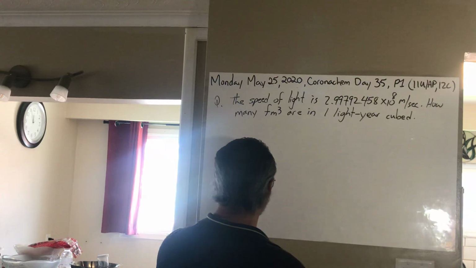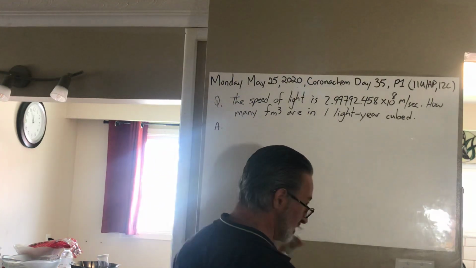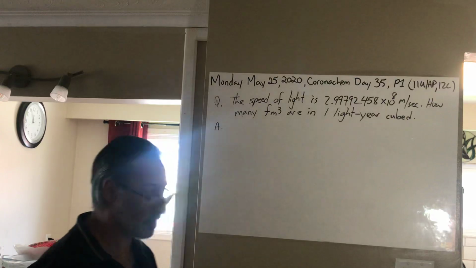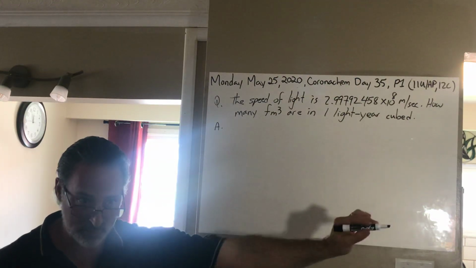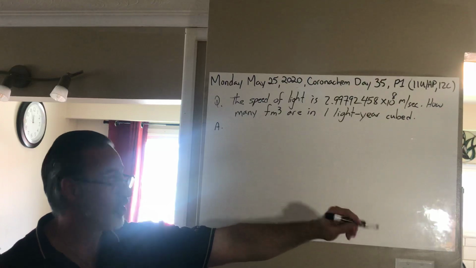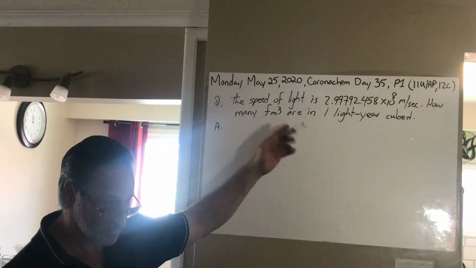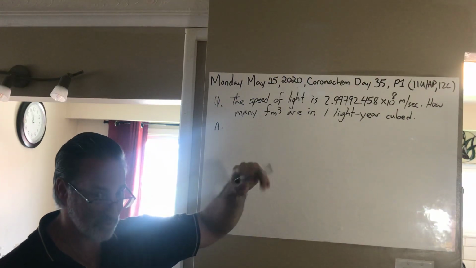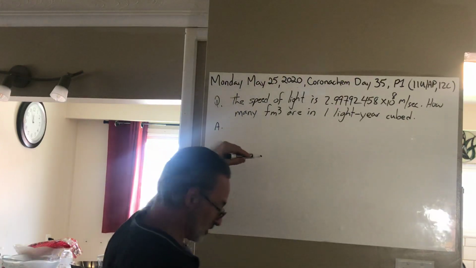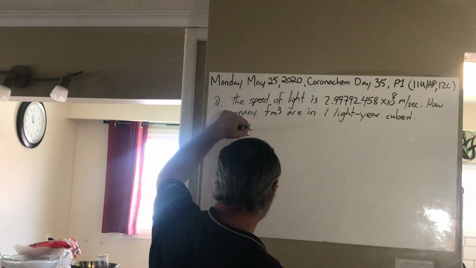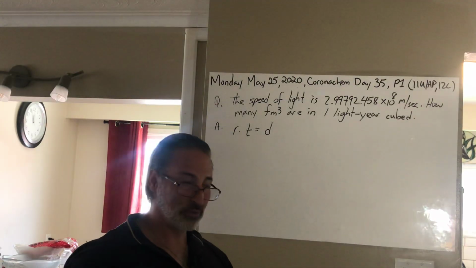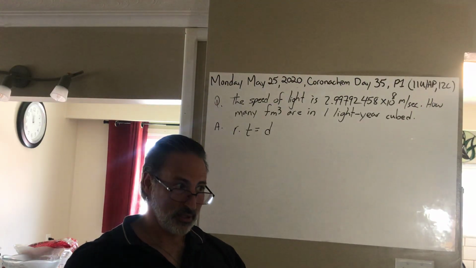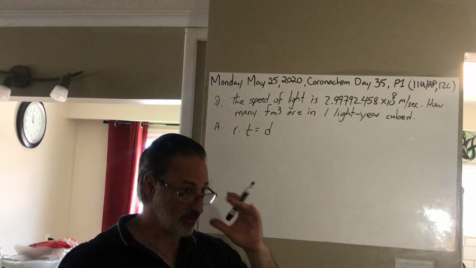So first of all, a strategy to solve this problem: I find the easiest strategy is to find out, knowing the speed of light, how far a beam of light travels in 1 year. Rate times time equals distance. So that's what you're going to do first. Rate times time equals distance. What is a light year? It's the distance traveled by a beam of light in 1 year. It's a very long distance.